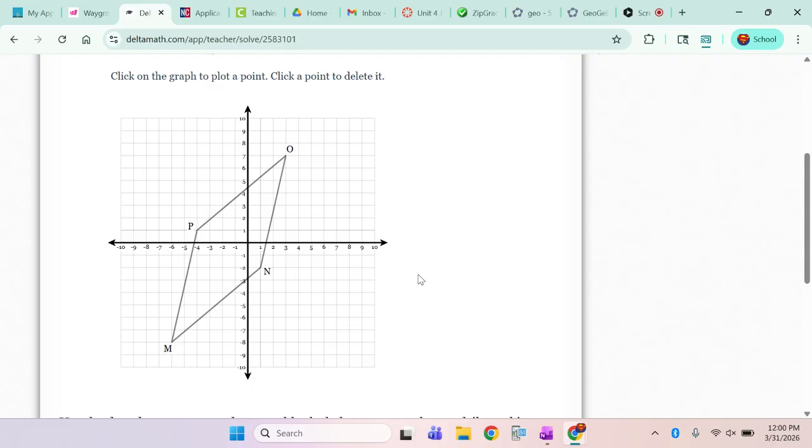Guys, I need everyone looking at me. All right. I'm trying to show you this. This is actually on your homework.